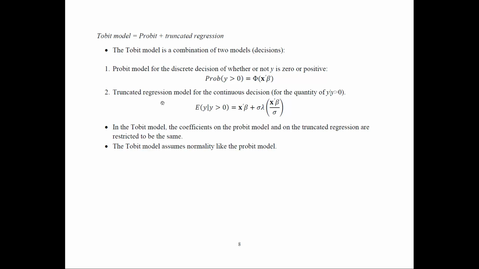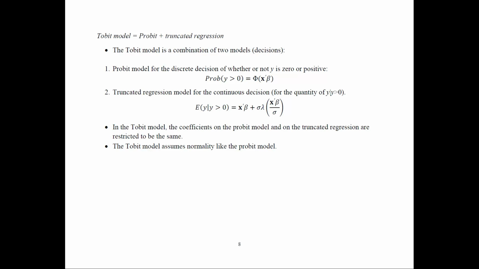The second step is a truncated regression model for the continuous decision, or for the quantity of y given that y is positive. So what is the expected value of y given that y is positive? That would be x prime beta. But you also would need an adjustment factor, because now you have a truncated distribution where those zeros are not there, and you need to correct for that with this term. So this is the equation for a truncated regression model, where you estimate the model for only the positive observations and you throw away the zeros.